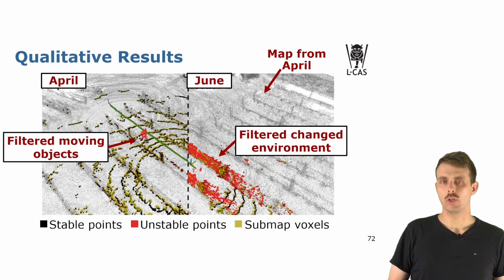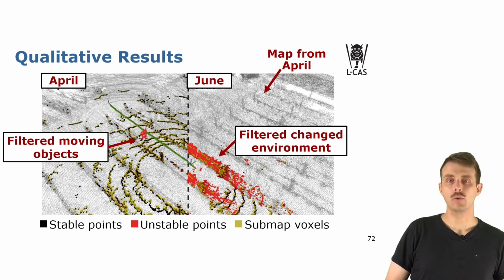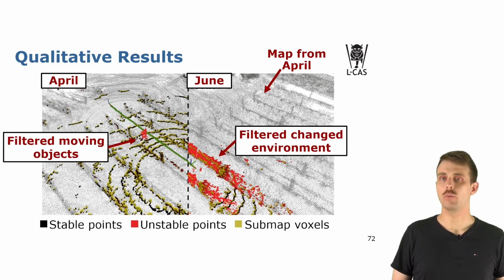In April there's not much vegetation, so we only have moving objects which we can now filter out after training our approach. And on the right you see that after those plants grew we can also segment these out, because as I said they will not have a correspondence in the map. So we are now able with our approach to filter out this changed environment.